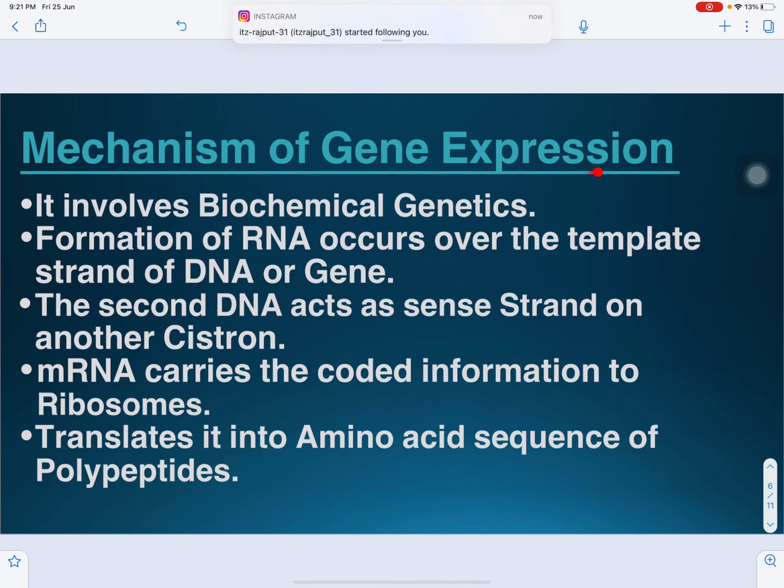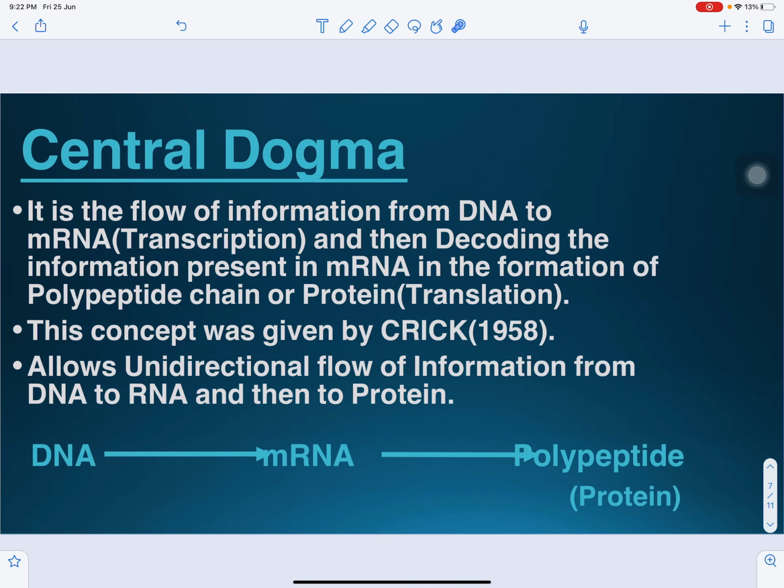So what is the mechanism of gene expression? Like we have discussed, this involves biochemical genetics. So formation of RNA over the template of DNA or gene, the part of the DNA which is forming RNA is called a gene. That is called transcription, and that part of the DNA is also called cistron. So coding information is present in the form of triplet codon on the DNA. Now that information is passed to the messenger RNA. That's why it is called messenger RNA. Now that coded information is again translated in the form of polypeptide chain. So this translation is done with the help of three kinds of RNAs.